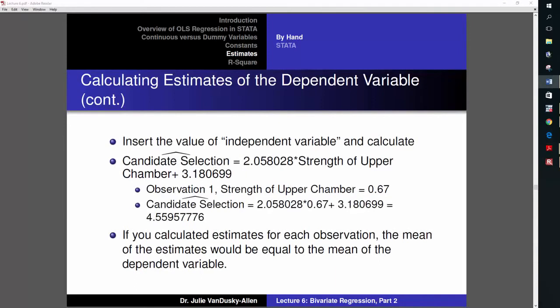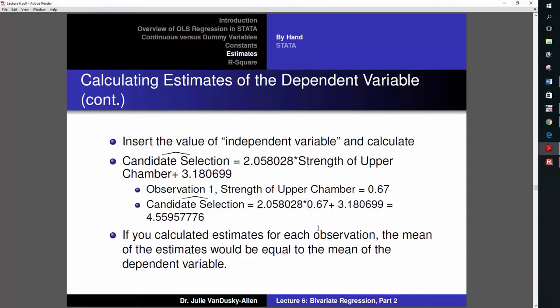So to calculate an estimate for an individual observation, you insert the value of the independent variable into your regression equation and calculate the answer. So recall our regression equation was candidate selection hat equals 2.058028 times strength of upper chamber plus 3.180699. So if for our first observation the strength of upper chamber was 0.67, then we would put a 0.67 here and do the math.